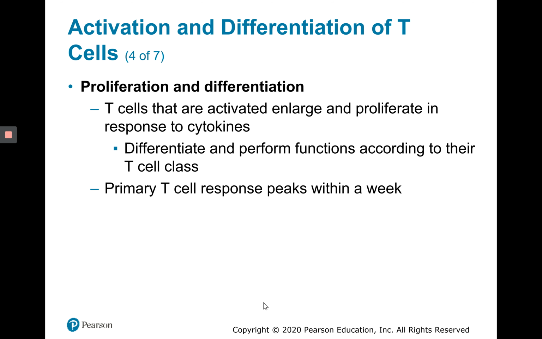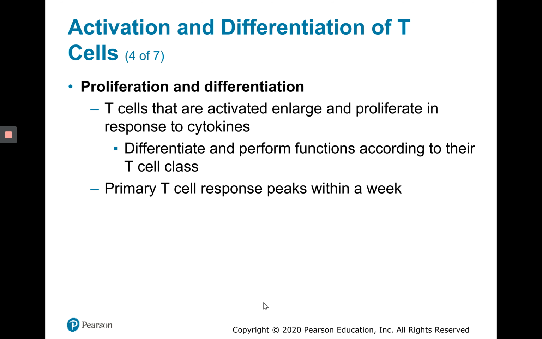So this two-step process is required, but it's a safeguard against the unwanted activation of T cells. Once we activate a T cell, clonal selection, proliferation, and differentiation can occur. This is where T cells are not only activated, but enlarge and proliferate in response to the secretion of cytokines. The differentiation of T cells is in order for them to perform functions according to their T cell class. So that would be either T regulatory cells, T cytotoxic cells, or T helper cells.